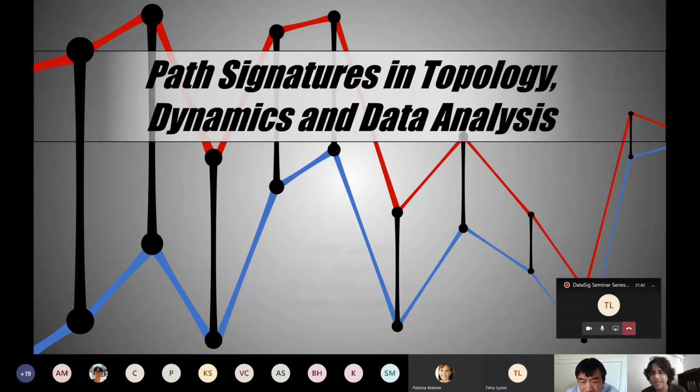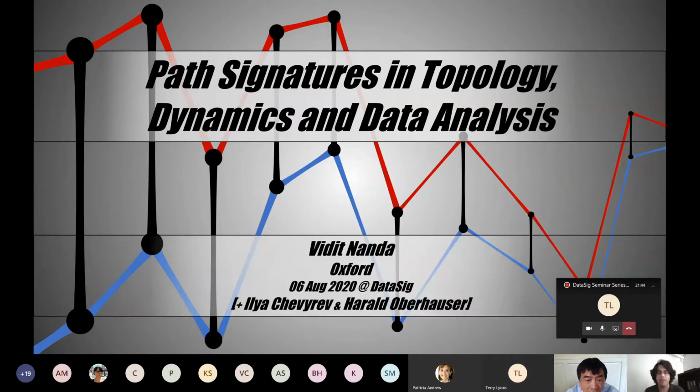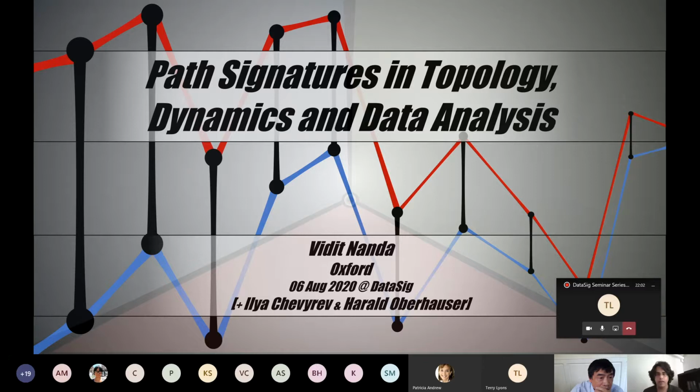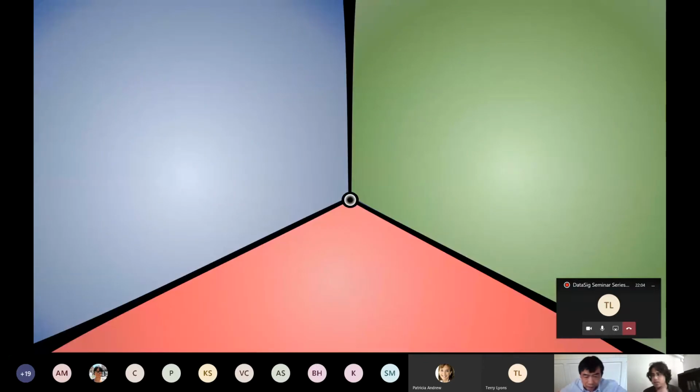But before I say anything else, I would like you to know that everything I say today is a report on joint work with Ilya Chevyrev and Harald Oberhauser, who are both at Oxford, and they were my sort of gateway drug into this crazy world of path signatures. So I would like you to know that I'm breaking many rules giving this talk.